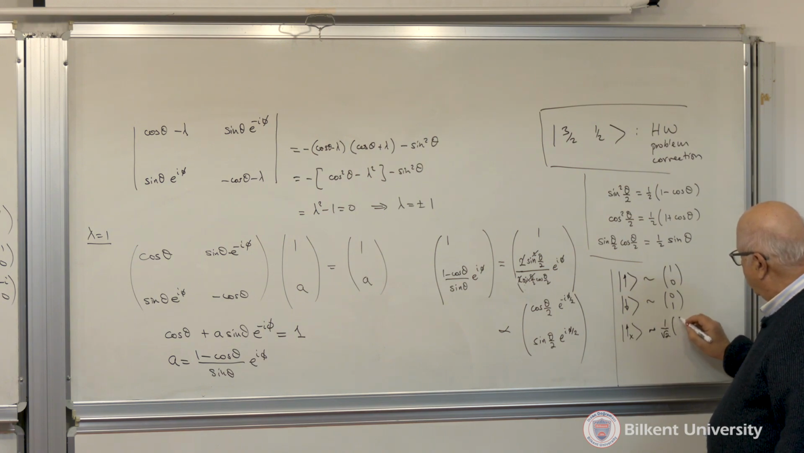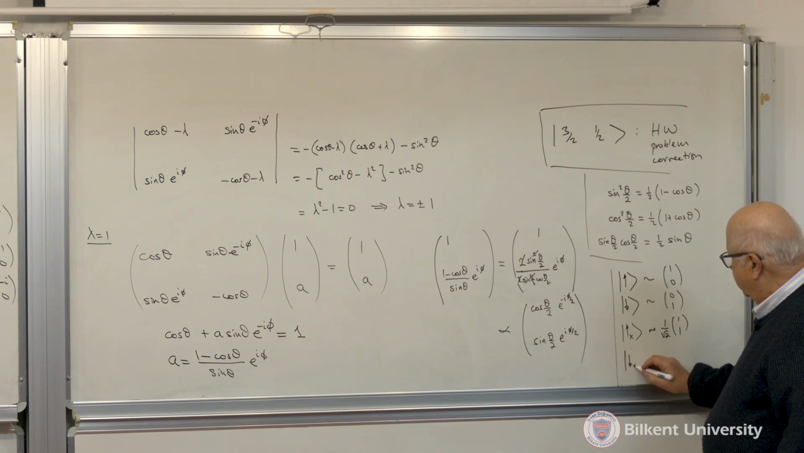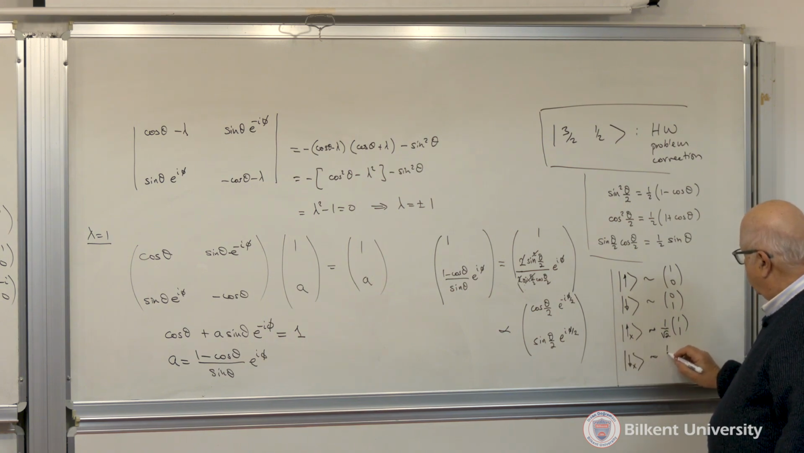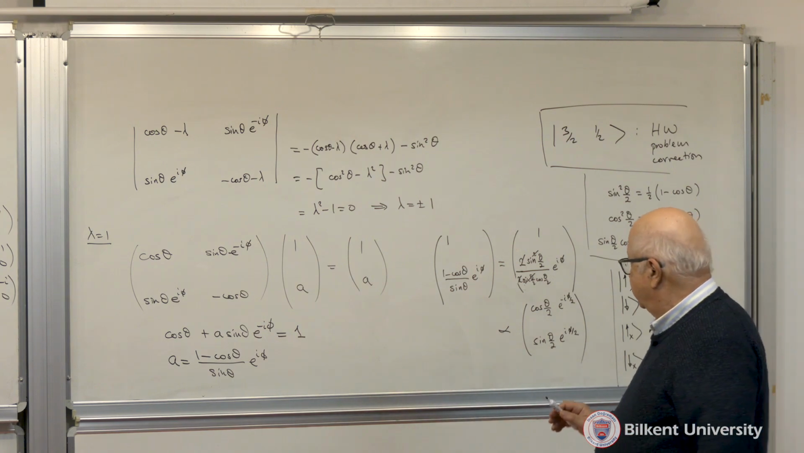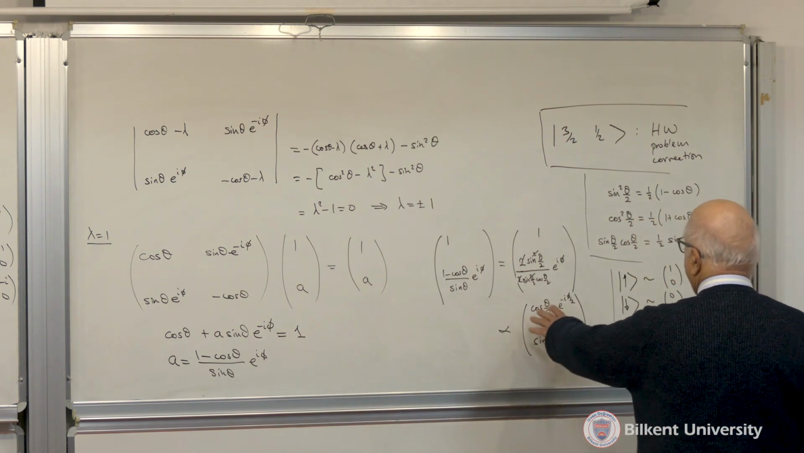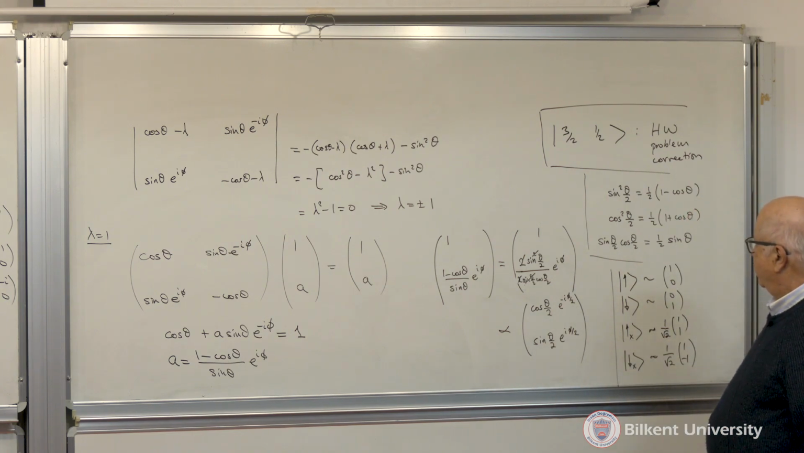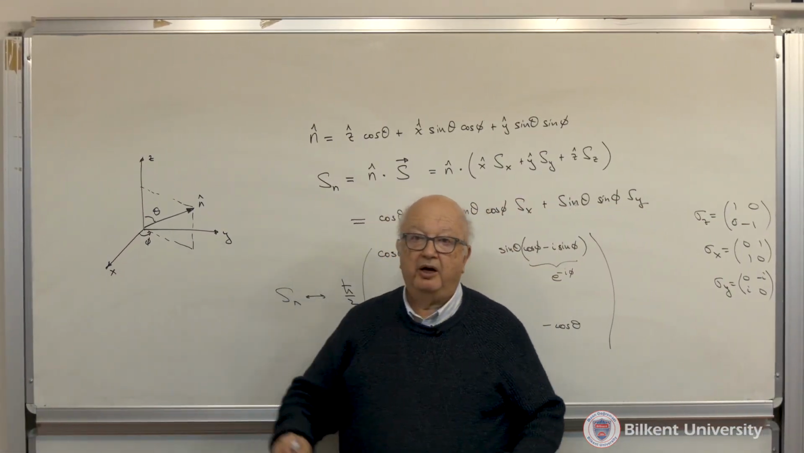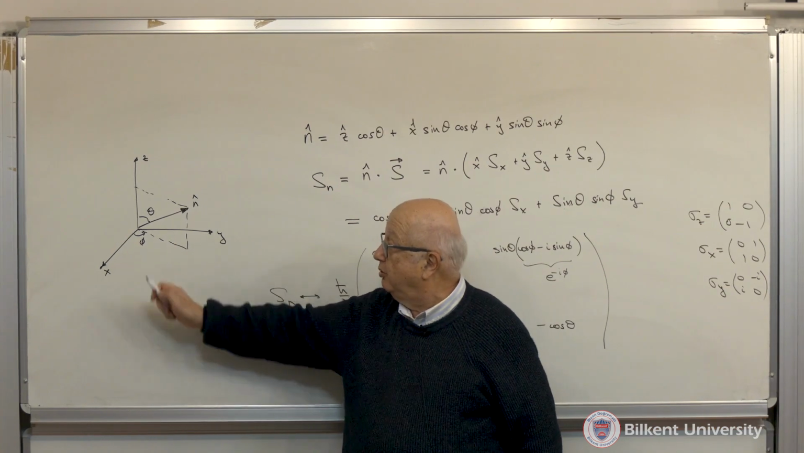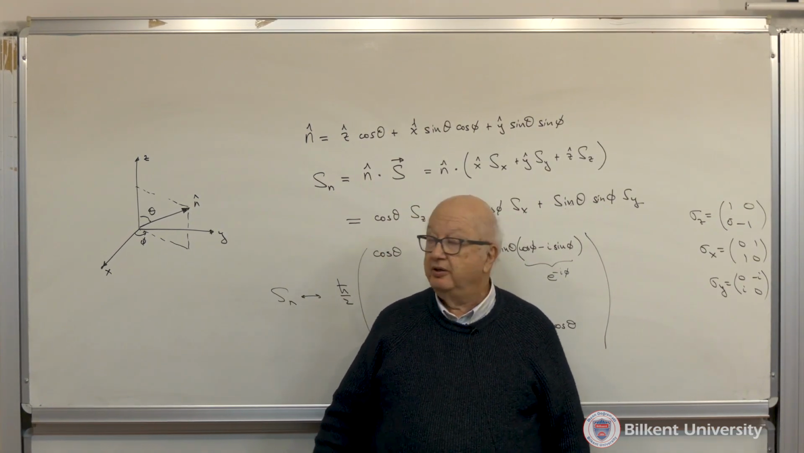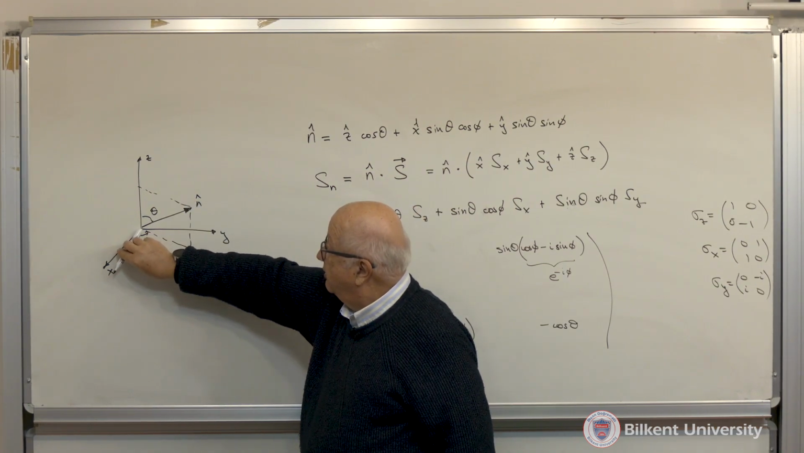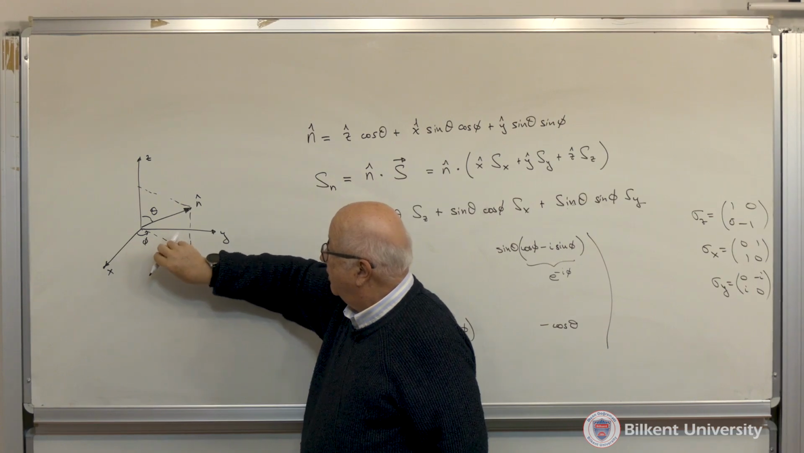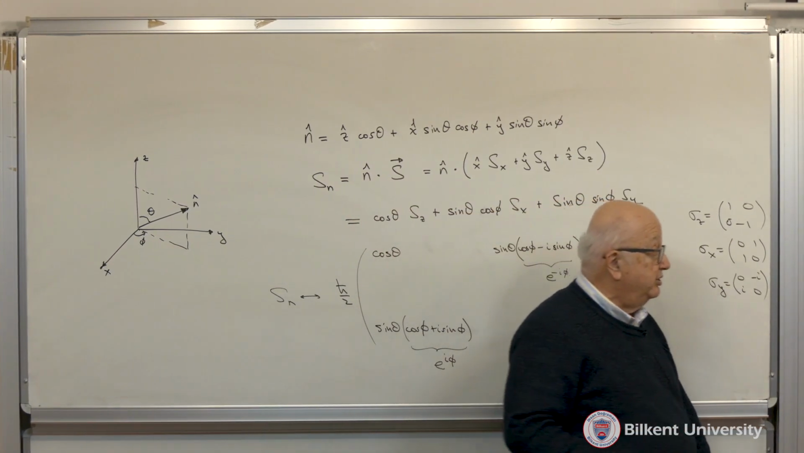1 over root 2, 1, 1. Okay, down x is 1 over root 2, 1 minus 1. So you can just check for various angles what you are going to get. For example, put theta equal to 90 degrees and phi equal to 0, so I'm in the x direction, right? So if theta is 90 degrees and phi is 0, we are in the x direction. So let's just check.